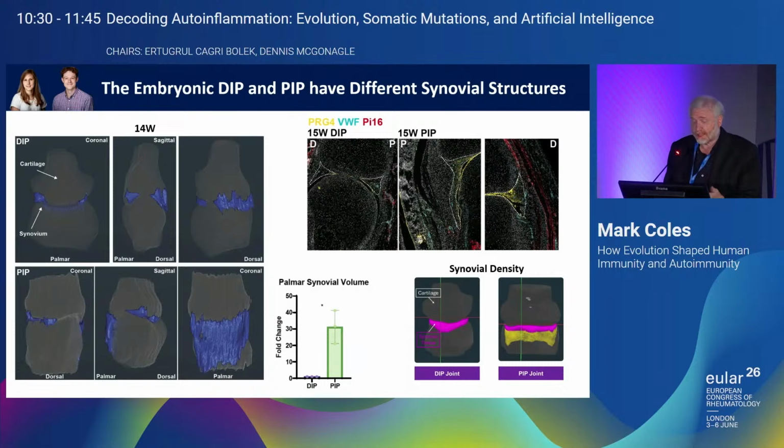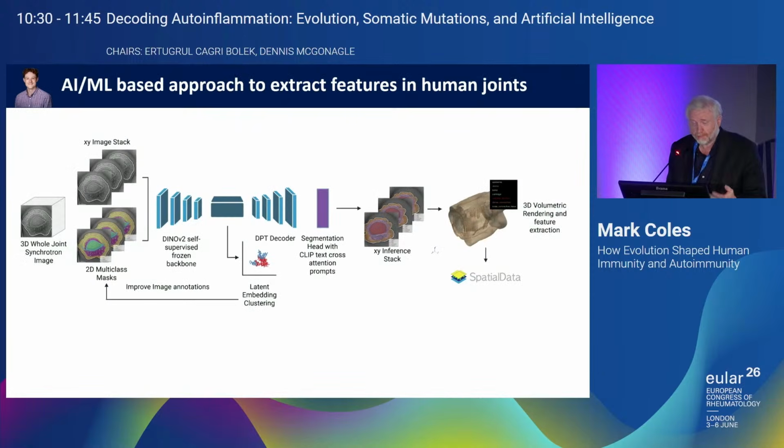On the dorsal side there really isn't any difference in the synovium between the DIP and PIP, but the big difference is in the palmar side of the synovium. Again, this relates to PI16 and VWF staining. We wanted to take a better look at what's going on with the vasculature, so we need a better approach to looking at it, which I'm going to show here. We take the 3D joint synchrotron imaging and create an image stack, and we've trained AI on these sections, with a level of annotation that occurs there.